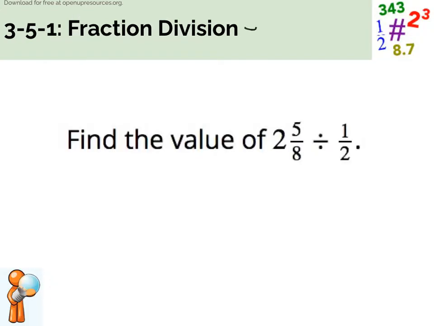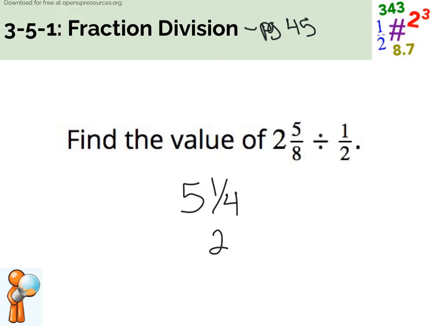Alrighty then, we're going to go ahead and turn to page 45. On page 45, it says find the value of 2/5 divided by 1/2. Go ahead and pause for a second and figure out what that is. If you have found your answer, so we're going to do 2 5/8 divided by 1/2. Your answer should be 5 and 1/4. You can either do it in your calculator.